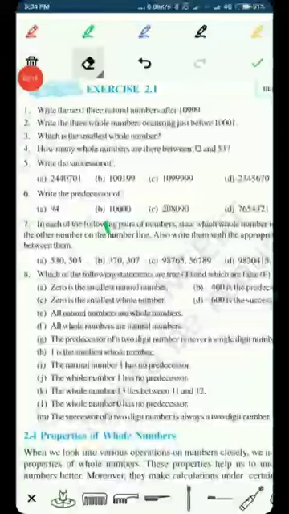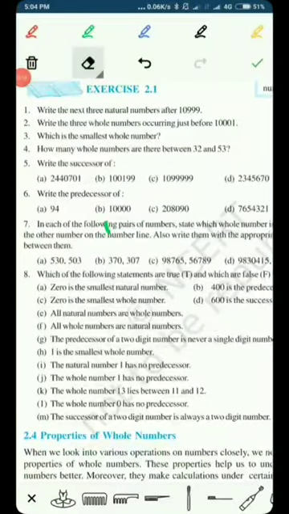So let's solve it. In these types of questions, when any question of this type comes in front of you, you have to look at how many numbers they are asking. Here they are asking for three numbers, so we will consecutively add 1 to 10,999, then add 2 to 10,999, and then add 3 to 10,999, and we will get the answer. This is the first way to do this type of question.